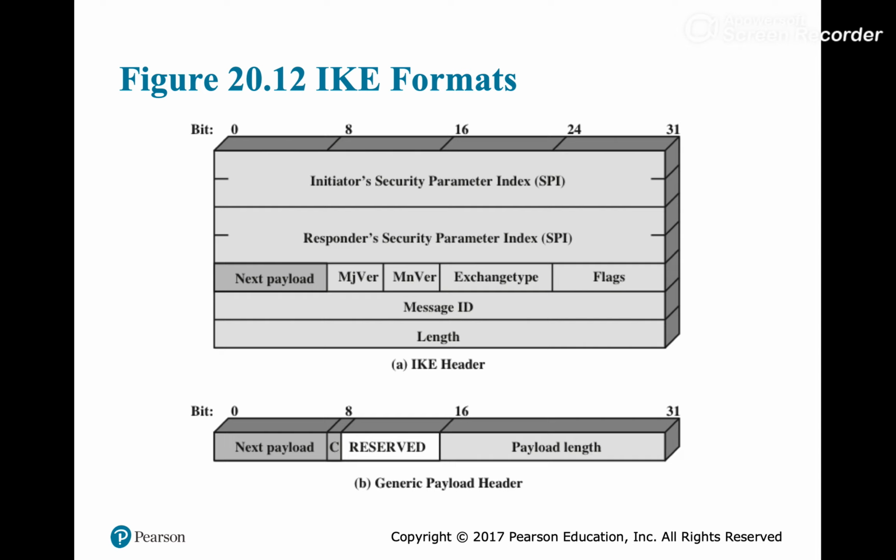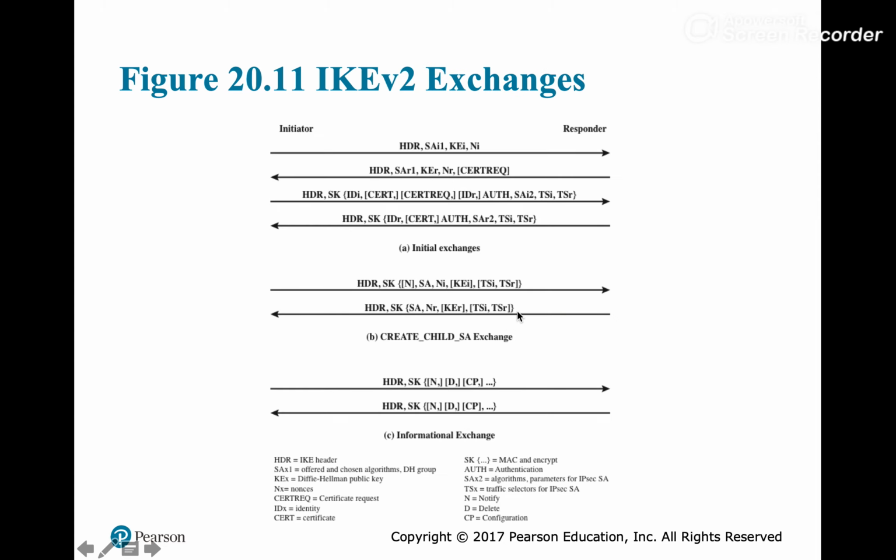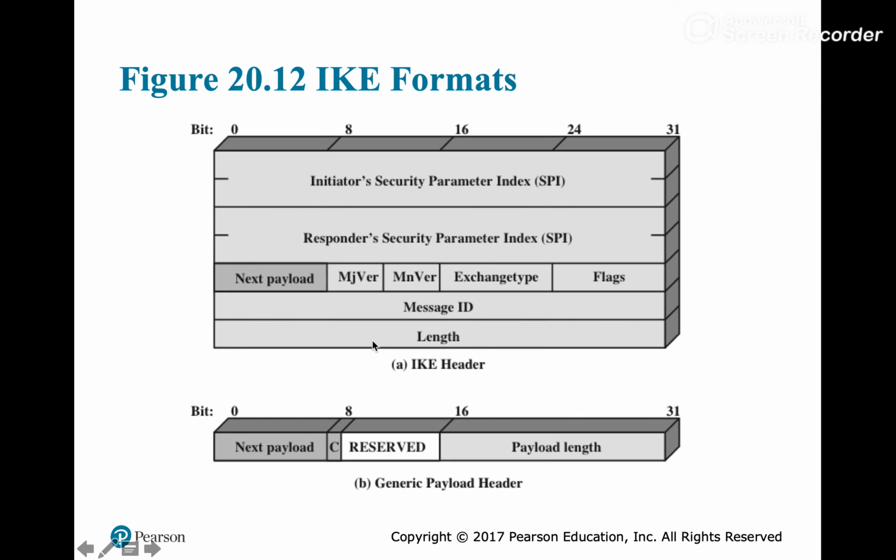Okay, this is the IKE header format. You can see that we have the SPI, the initiator security parameter index and the responder security parameter index, and we know this. Then we have the next payload after IKE, the major version and minor version of IKE that we use, exchange type, flags, message ID, and length. Each message has its own message ID, which tells you what type of message it is, because we have different types of messages. And that's all.